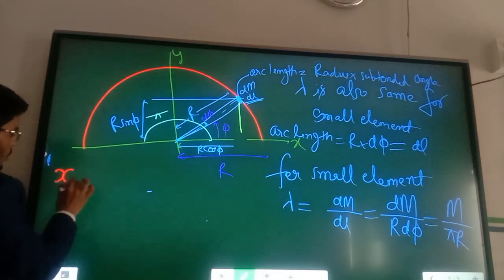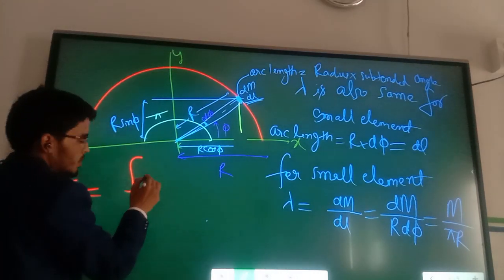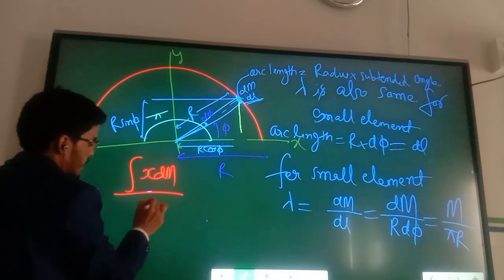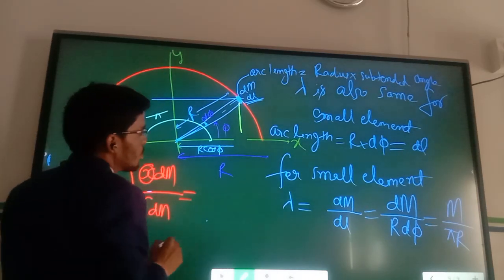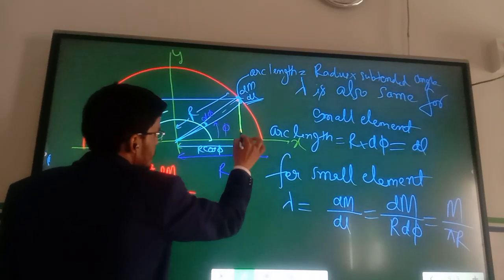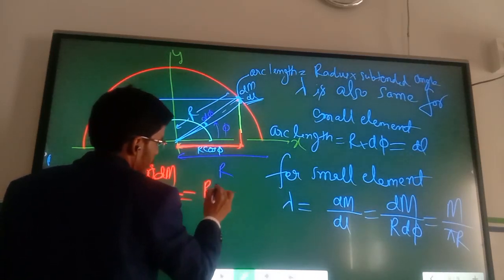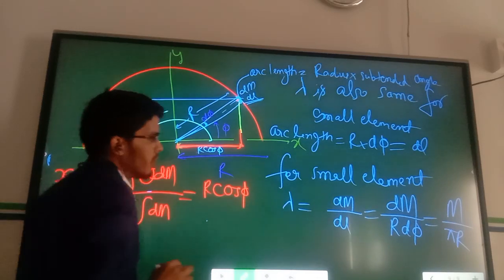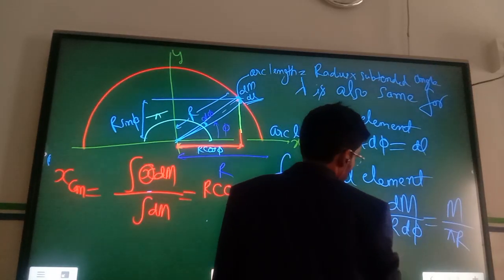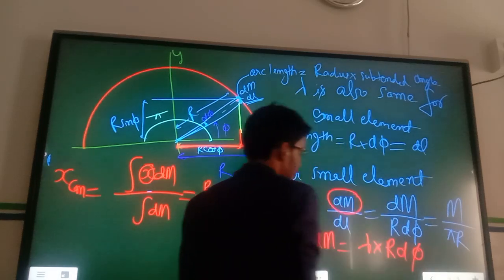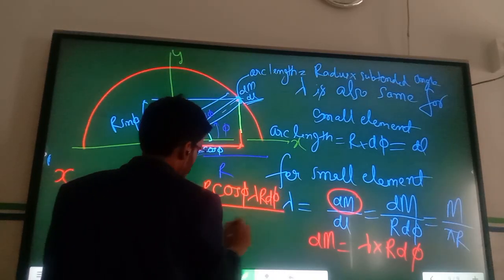So for x center of mass, we know in the case of continuous mass, x center of mass value is integration of x dm upon integration of dm. Now here the x value for this element is r cos phi. So here we can write r cos phi into dm. The value of dm here is lambda into r d phi.